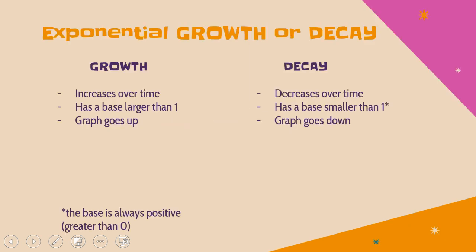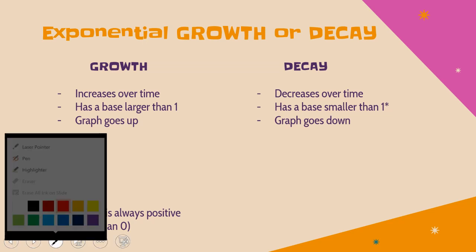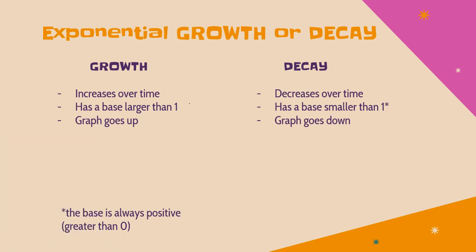An exponential function can be either growth or decay, and there are some differences between the two. Growth always increases over time, while decay always decreases over time. Growth always has a base larger than 1. So you might see something like 2 to the x power, 2 being the base, that's larger than 1. A decay, meanwhile, has a base that is smaller than 1. So you might see something like 1/2 to the x power.